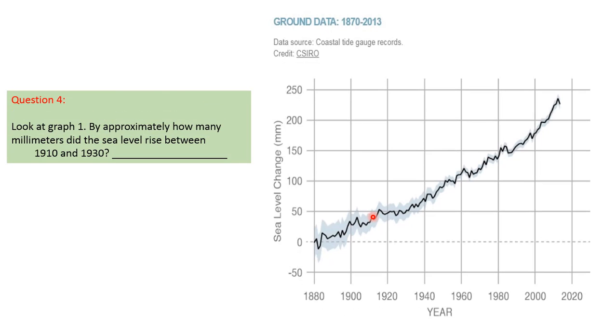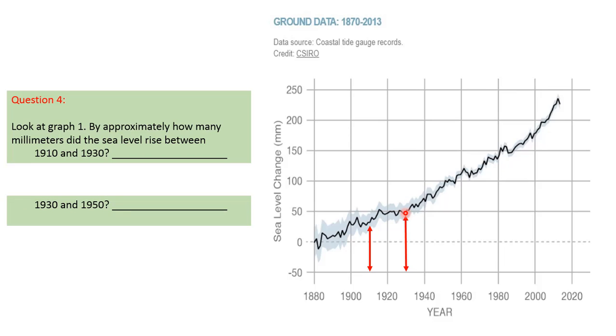Question 4, look at graph 1. By approximately how many millimeters did the sea level rise between 1910 and 1930? So if we go to 1910, which is right about halfway between 1900 and 1920, and we can get the sea level right at that point, which would be roughly right around in here. So you have to interpolate. Looks like it's a little bit, maybe more than halfway. So come up with a number that's a little bit more than halfway. And then if we look at 1930, which is halfway between here, so that's there, and it looks like it's right on that line, you could say. So you can go ahead and use that.